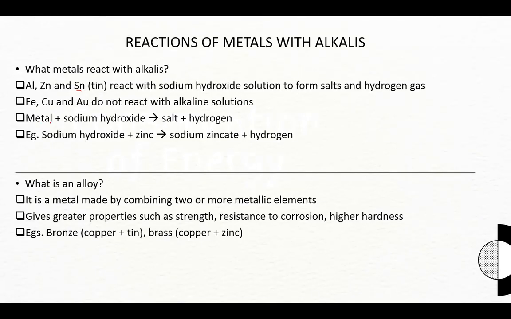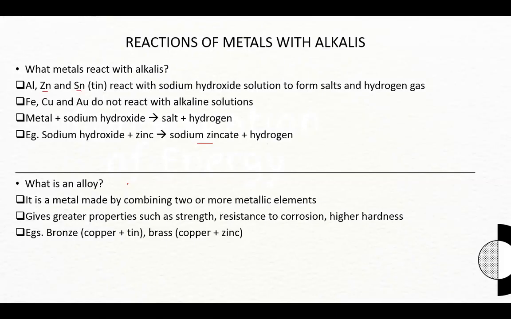So the general formula is: metal plus sodium hydroxide gives the salt and hydrogen gas. And an example of what we would get if you have sodium hydroxide and you want to see the reaction between that and zinc: the salt that you would get is sodium zincate plus hydrogen gas. So I hope that was simple enough or informative enough with the reactivity series there. Now we'll move on with the topic.